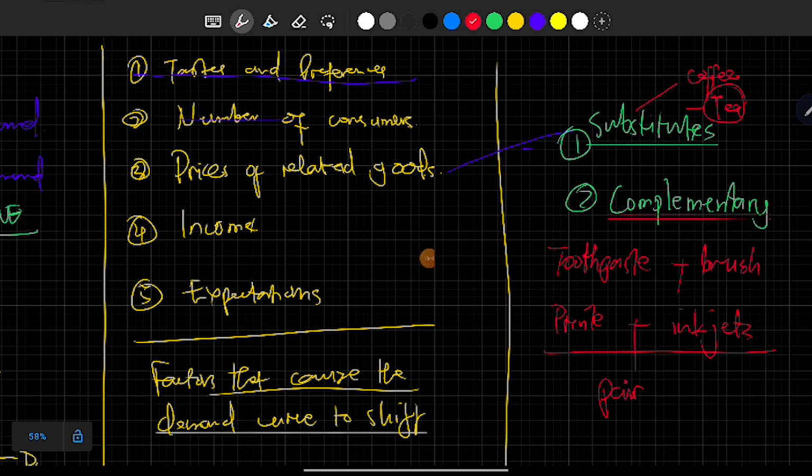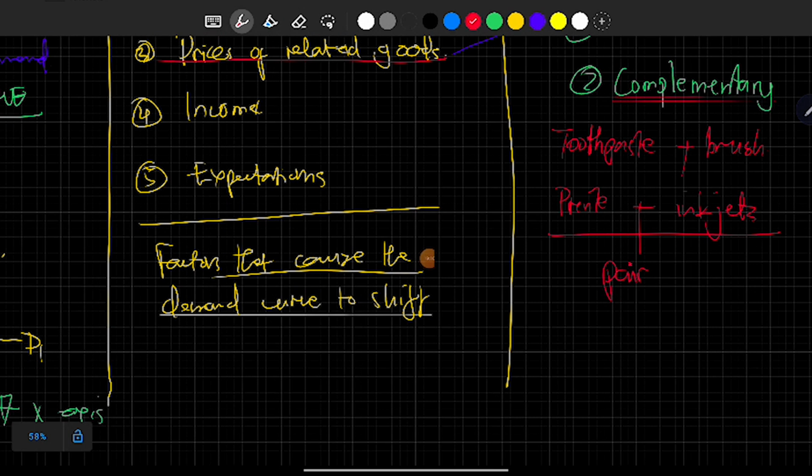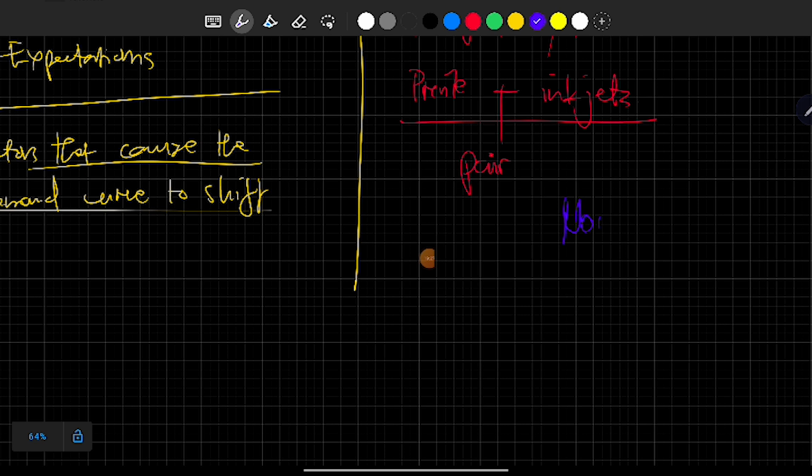Remember that we said an increase in demand is the curve shifting to the right, and a decrease in demand is the curve shifting to the left. So that explains related goods. Next, income as a factor that causes the demand curve to shift. Here we look at the impact of a change in income, which depends on whether we are talking about these two types of goods: on one side a normal good, and on the other side an inferior good.